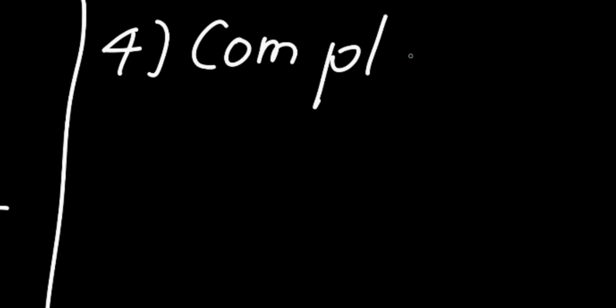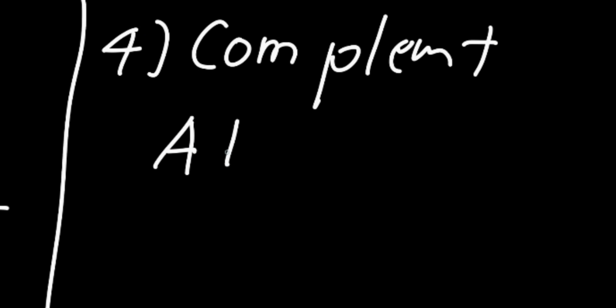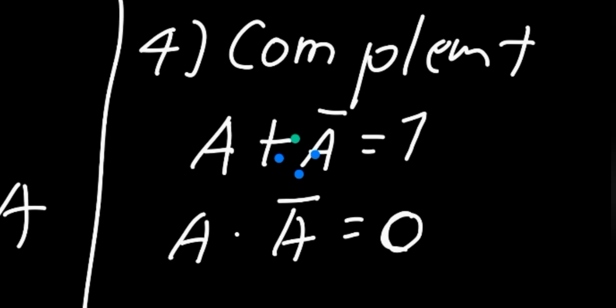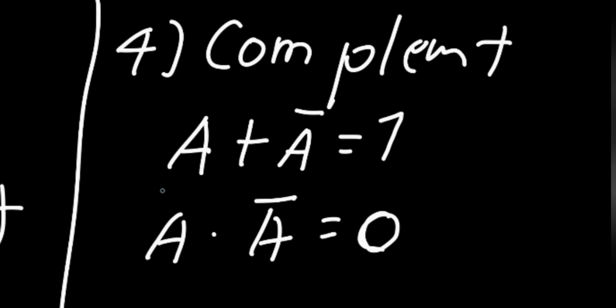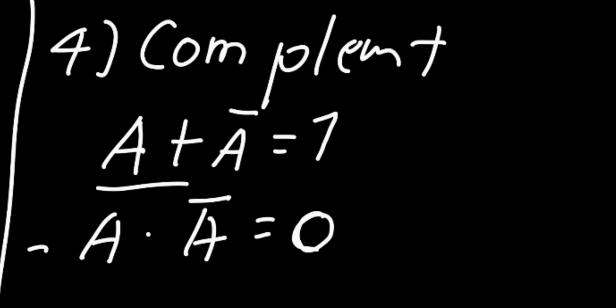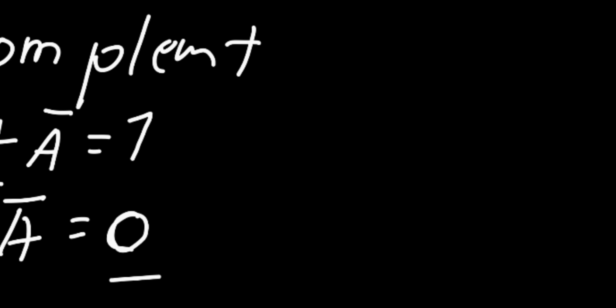Now let's go to the complement law. This is another simple law. It tells us that A plus A complement will give us 1, and A dot A complement will give us 0. Let's understand. If we OR the input and the opposite of the input, the answer would be 1. And if we AND the input and the opposite input, the answer will always be 0. Let's see how.